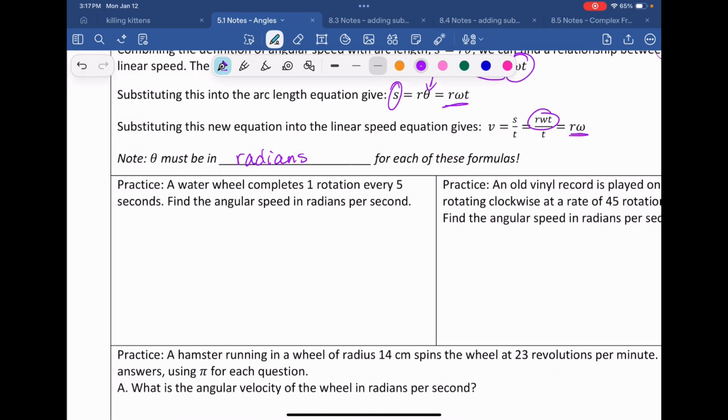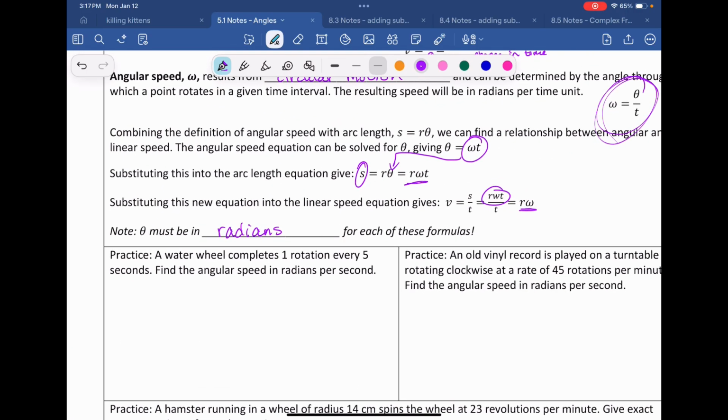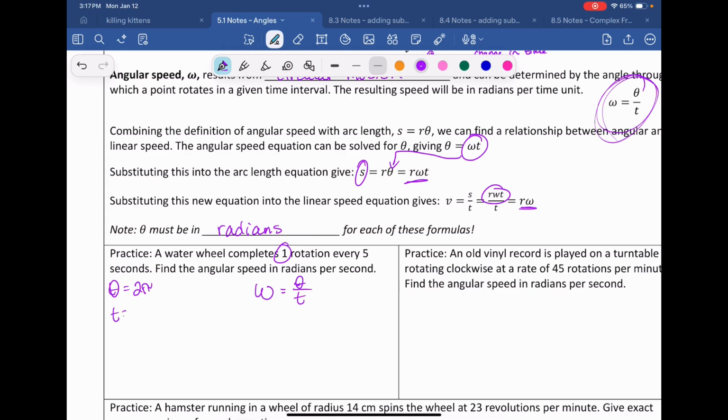All right, a water wheel completes one rotation every 5 seconds. Find the angular speed in radians per second. Okay, so we want angular speed. Angular speed is omega equals theta divided by time. All right, so it tells you we have one rotation. With one rotation, that means your theta is 2 pi. I went fully around the circle. My time is 5 seconds.